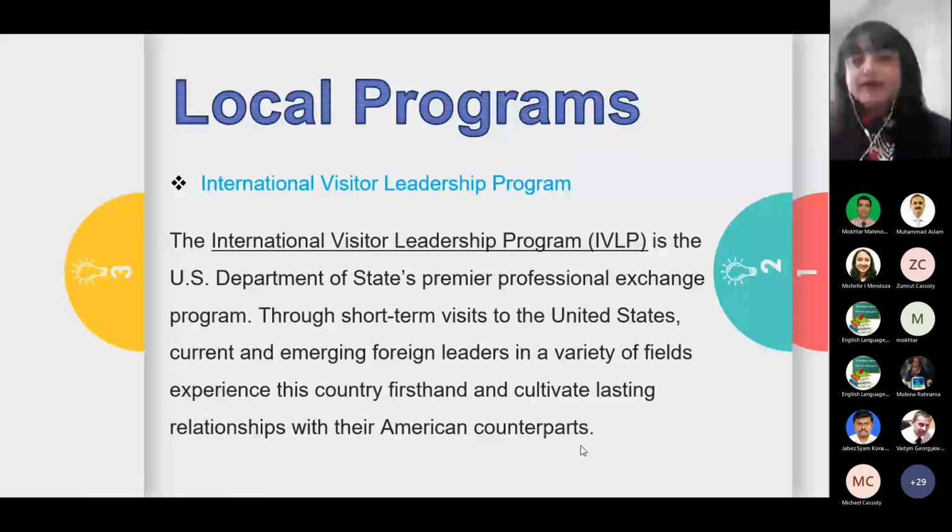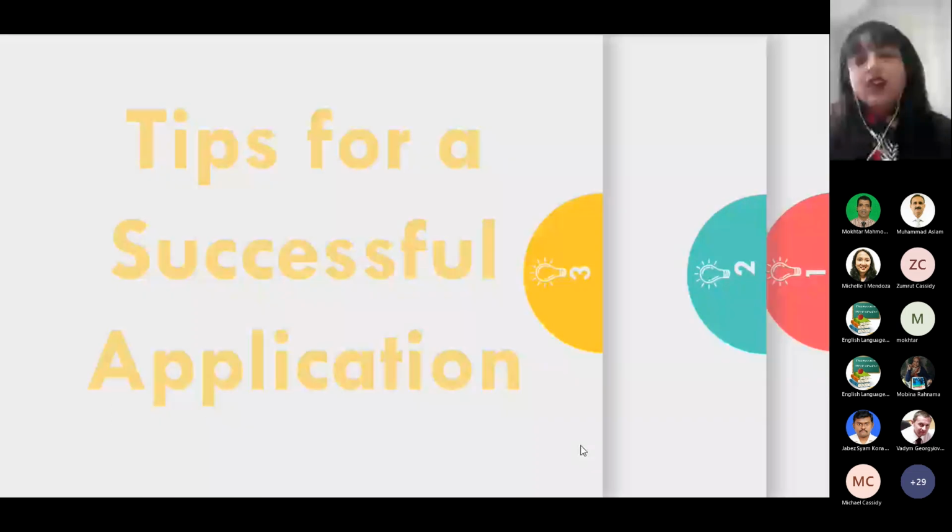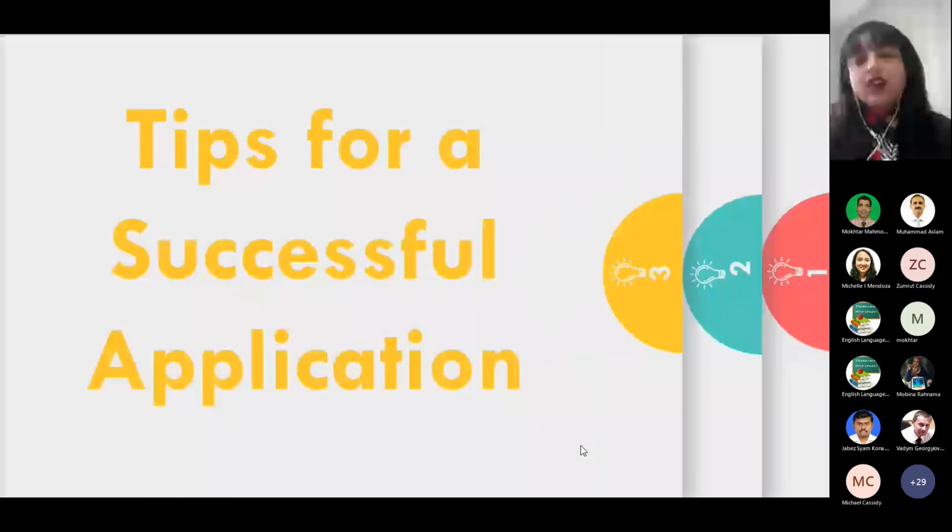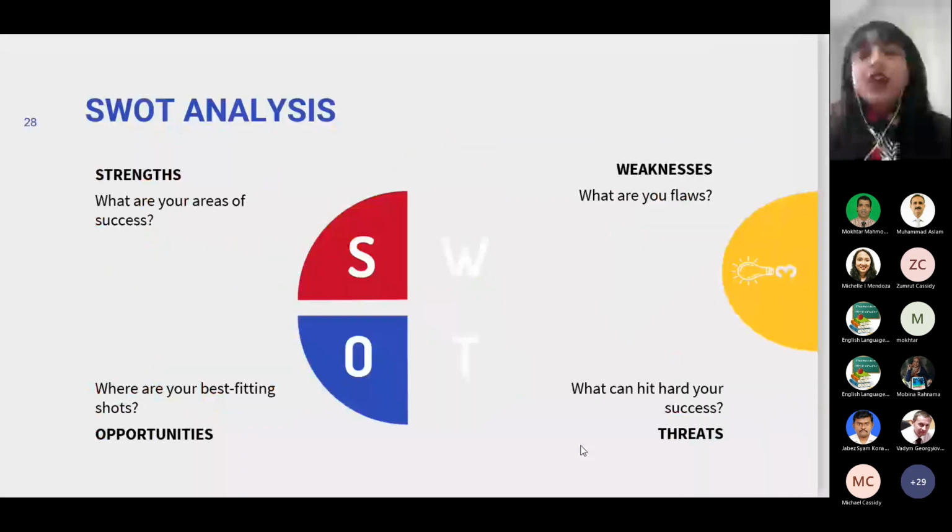Now, tips for a successful application. How can you know that your application is successful? The SWOT analysis is basically a business analysis, but it is very useful. You need to divide yourself into four main parts. The first one is the strengths. What are your areas of success, in order to develop them?